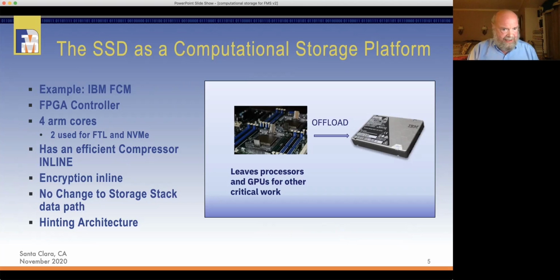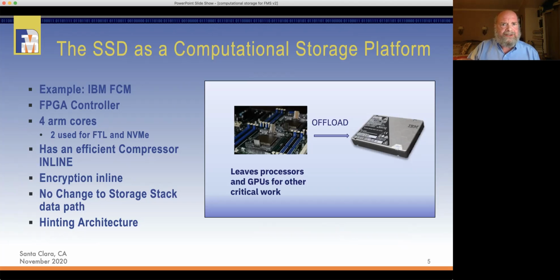We also have an AES 256 encryption engine that is inline. And all of this encryption, all of this compressing is done without any storage stack involvement whatsoever in the data path. Now, also what we've recently come up with is something that I call a hinting architecture. So with the compressor and the encryptor, those are examples of data manipulators. Those actually take the data and change it, and in one case reduce how much data you need to store, and in the other case provide security for data at rest.